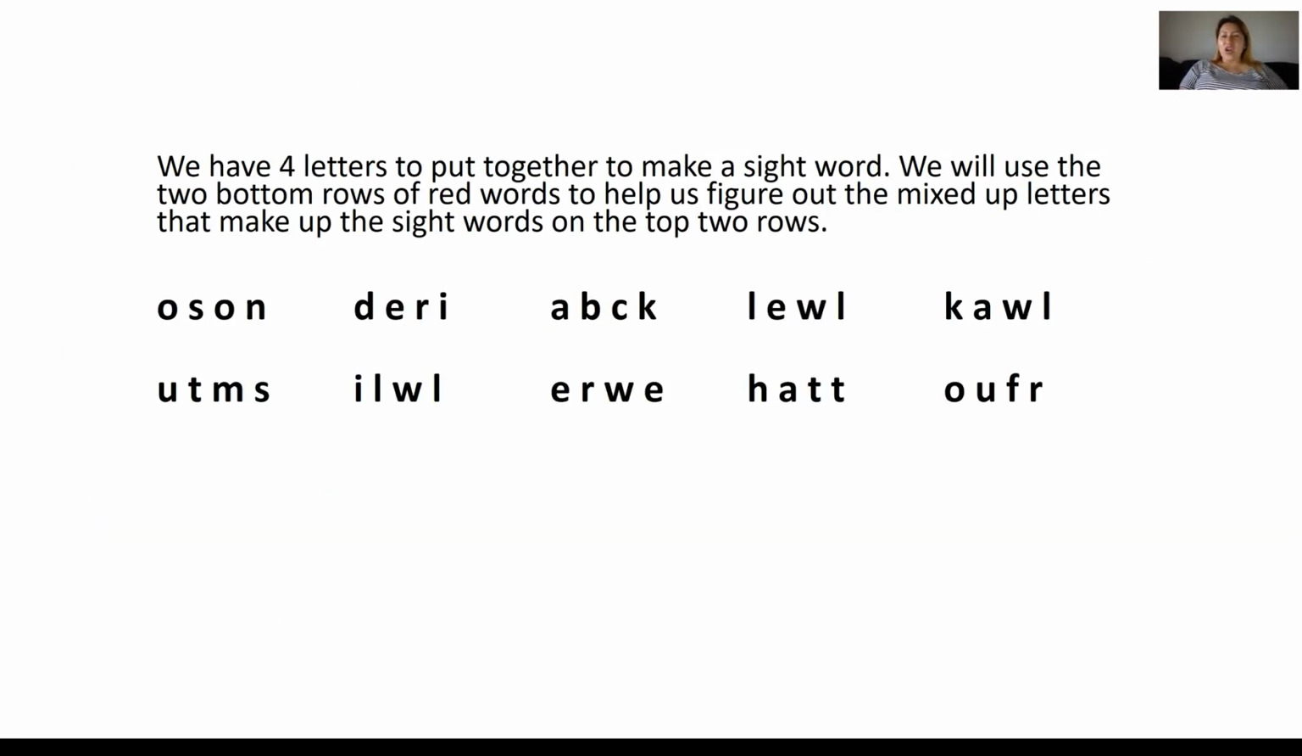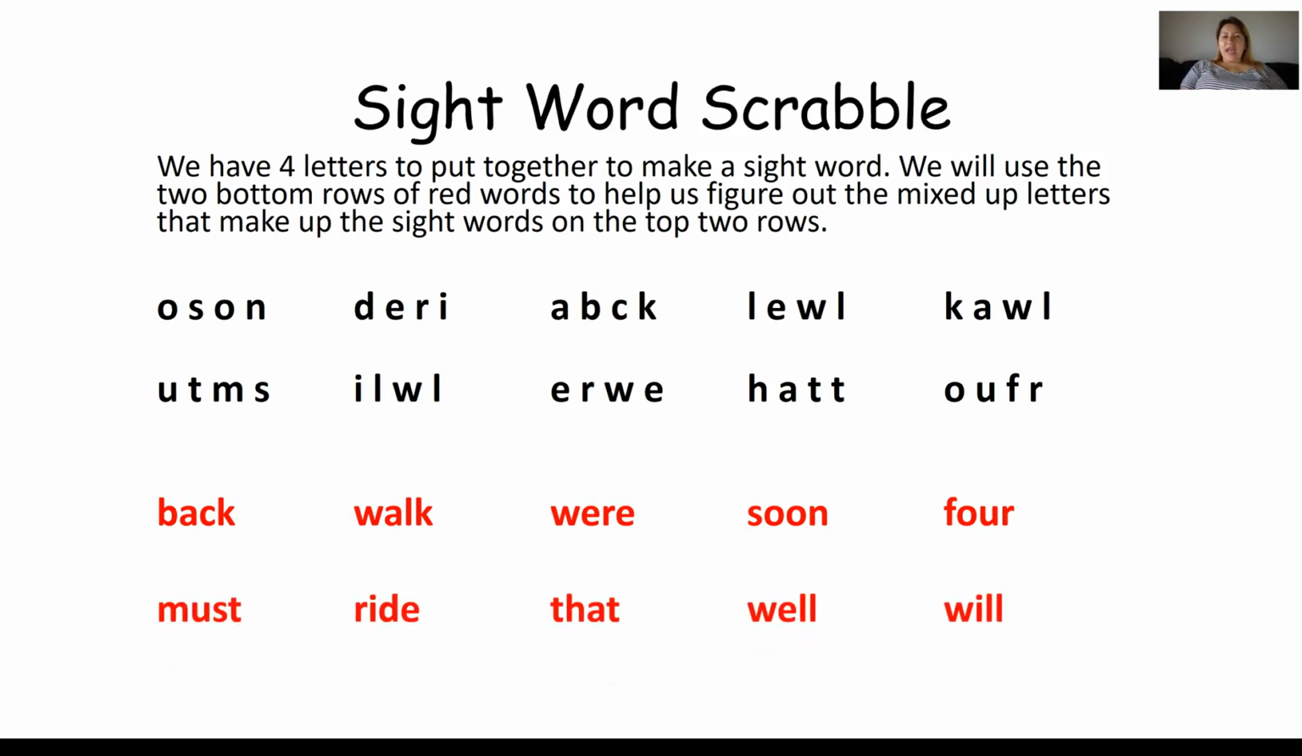Okay, so now we have our sight word game. Okay, and this is our sight word Scrabble. We have 4 letters to put together to make a sight word. We will use the 2 bottom rows of red words to help us figure out the mixed up letters that make up the sight words on the top 2 rows. Okay, so the black group of letters at the top are sight words, but they're all mixed together. Right now, if we see them, they're not sight words because they're not in the right order. They're just letters that are mixed up. So we want to put them in the correct order, okay?